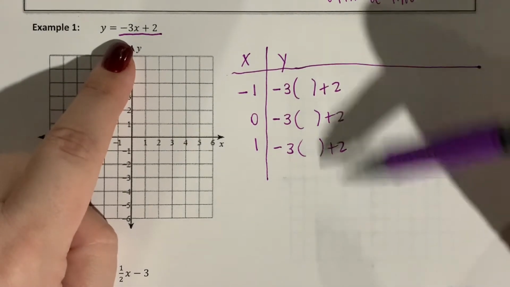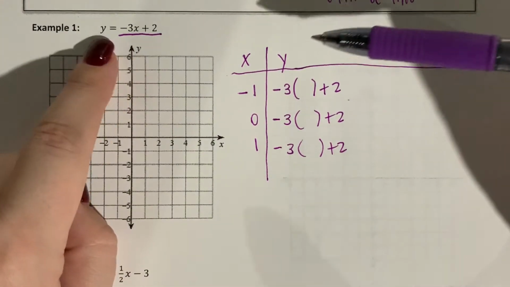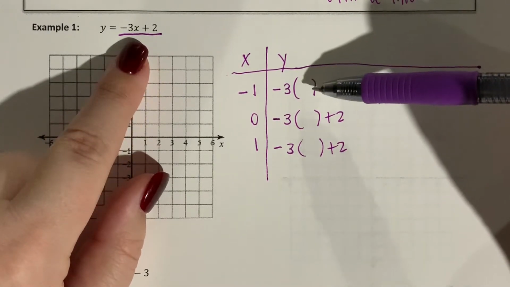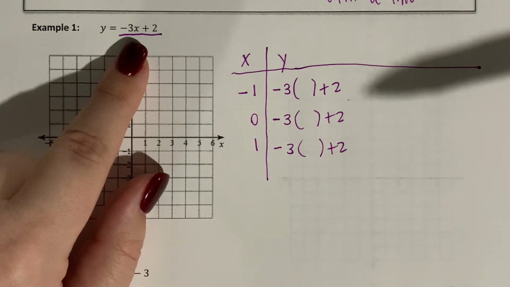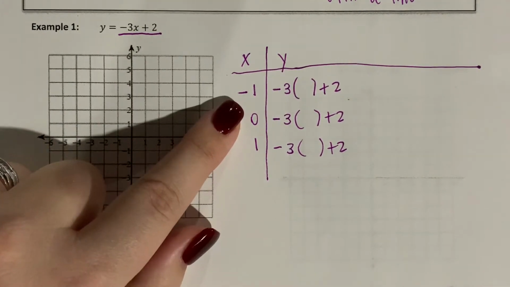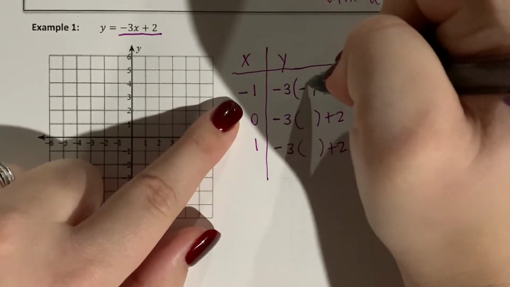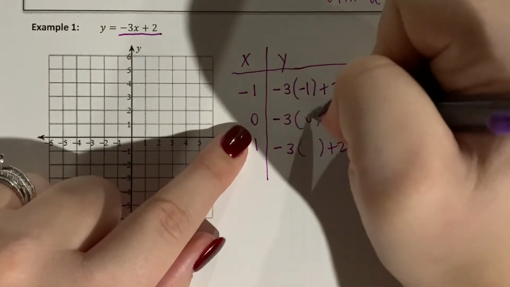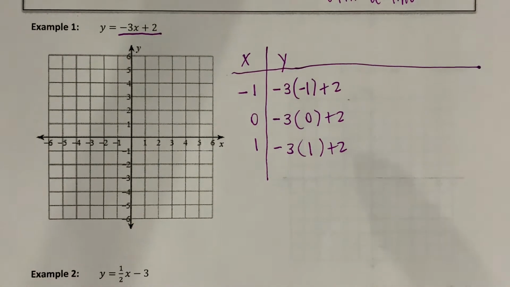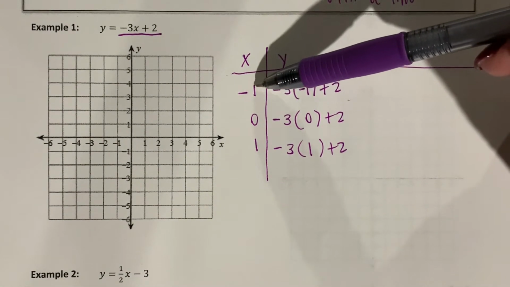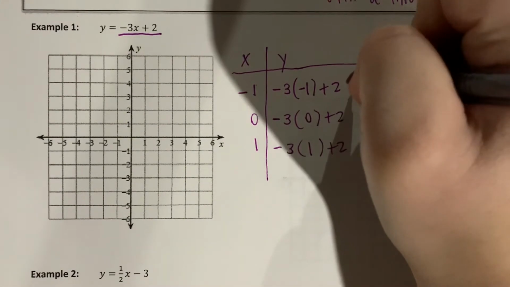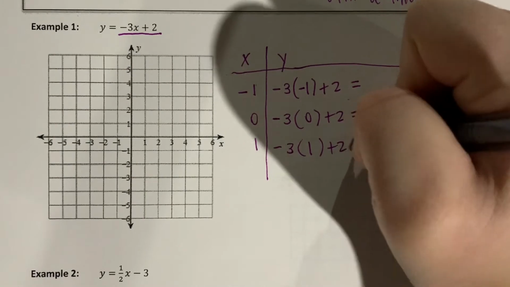So what I did here for y is I wrote what y equals. Y equals negative 3x plus 2, but instead of writing x, I wrote parentheses because I'm going to plug in what we're letting x equal. Here x is -1, here x is 0, and here x is 1. So now that we have plugged x in, when x is -1, 0, and 1, we can now simplify these to find the corresponding y values.